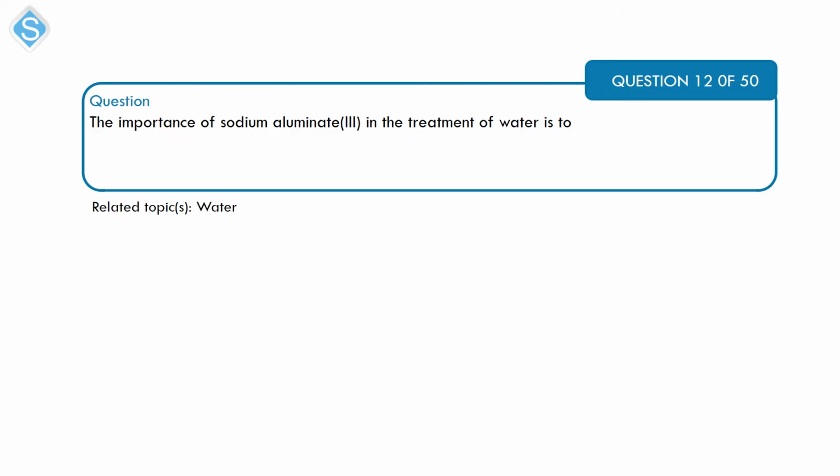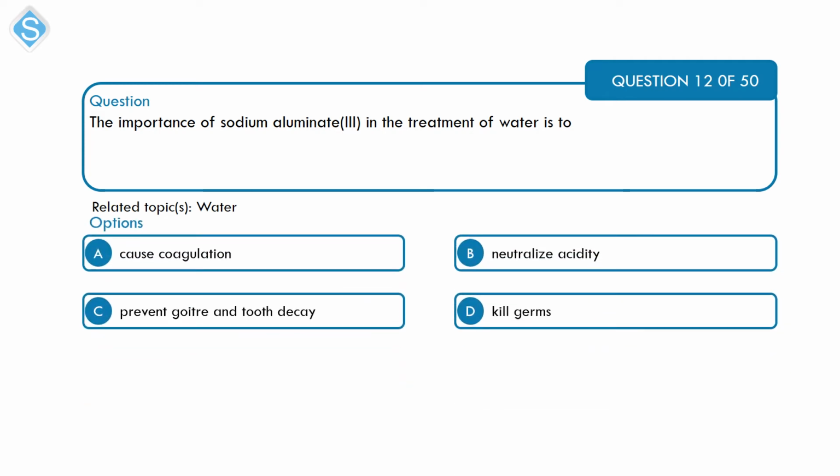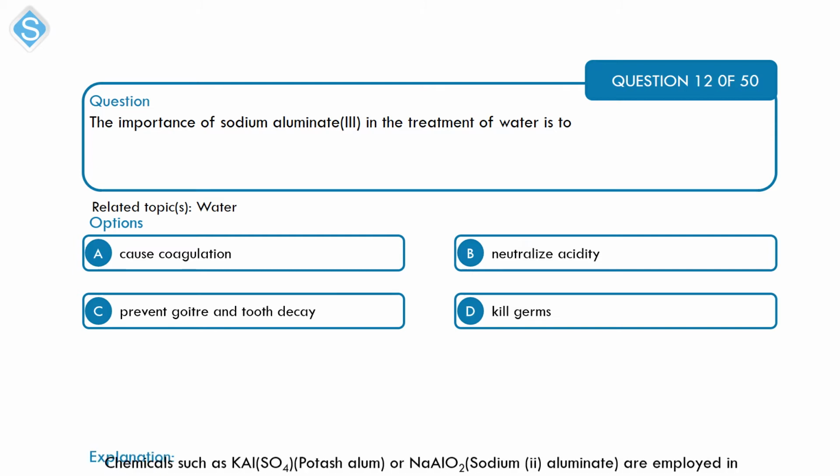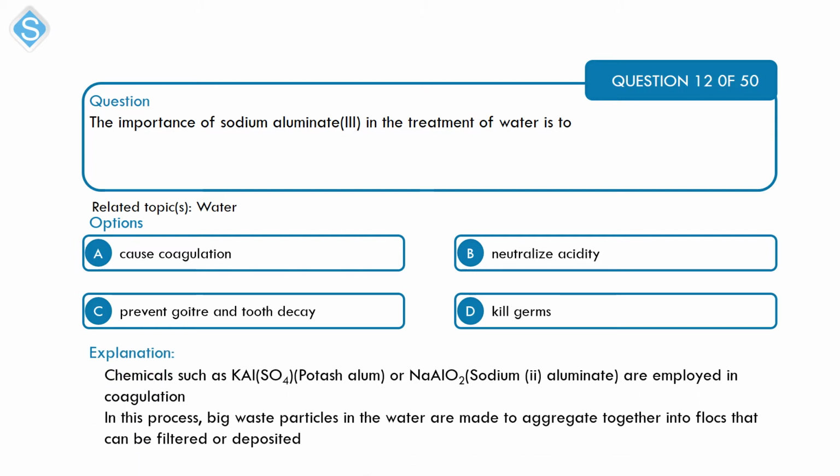Alright, this is a question on water. The importance of sodium aluminate in the treatment of water is to A, cause coagulation, B, neutralize acidity, C, prevent goiter and tooth decay, and D, kill germs. Alright, so chemicals like your potash alum and sodium aluminate are used to cause coagulation. That's option A. And coagulation is a process where big, heavy particles are made to aggregate together, to clump together, and those particles are deposited.